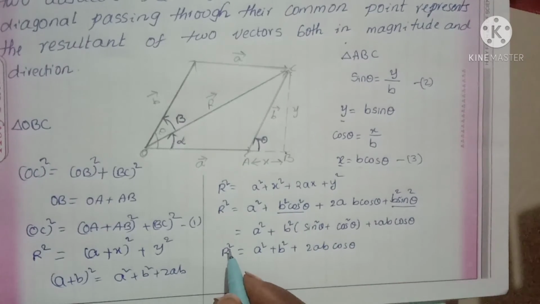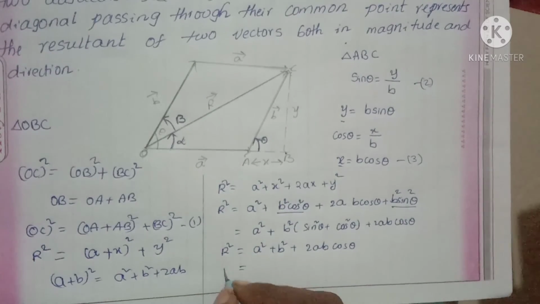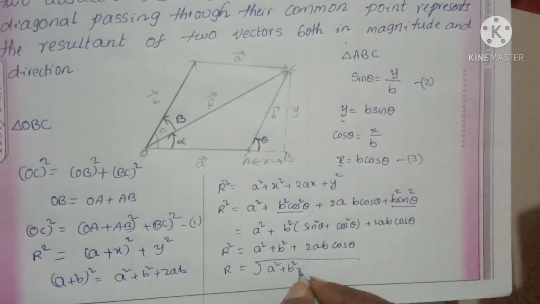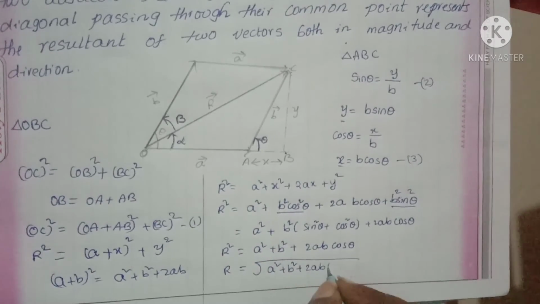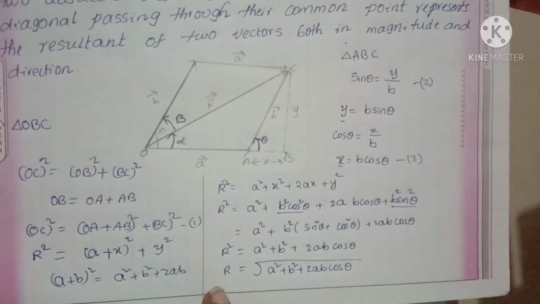So here square is there. Taking the square root on both sides, on the left-hand side it becomes R. So R equals root of a square plus b square plus 2ab cos theta. This is the formula for the resultant. R equals root of a square plus b square plus 2ab cos theta. This R is the magnitude of the R bar. So this indicates the magnitude.